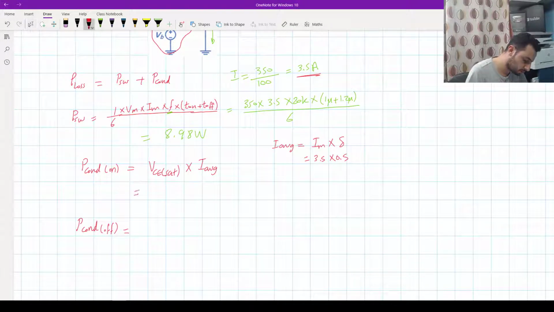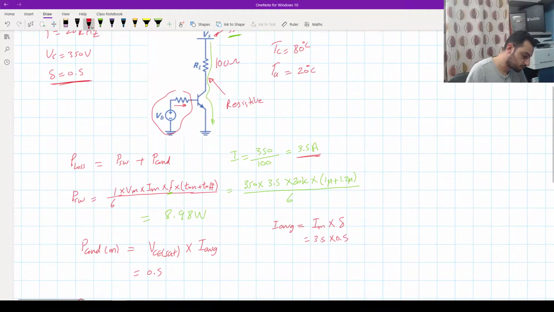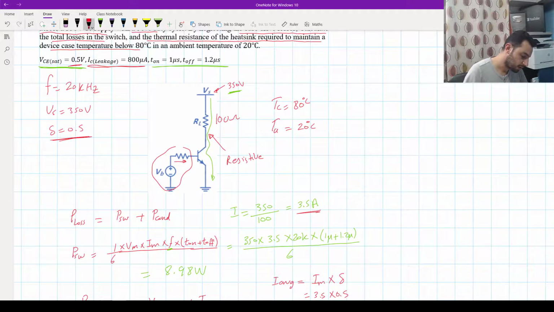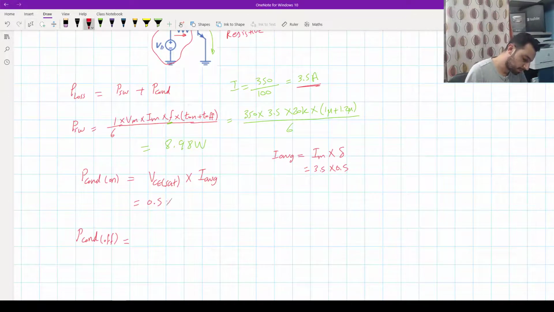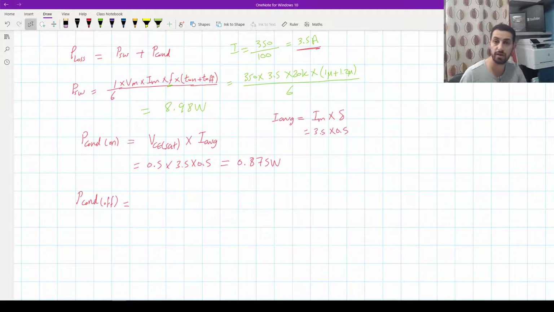So VCE sat equals 0.5, which is this one, multiplied by 3.5 amp multiplied by 0.5, and that will equal 0.875 watt. Okay, so this is the conduction loss in the on state, but in the off state we have to think about this.